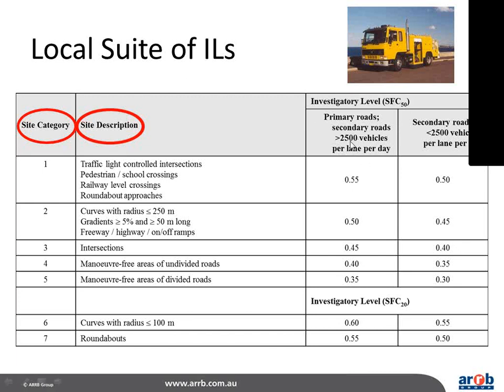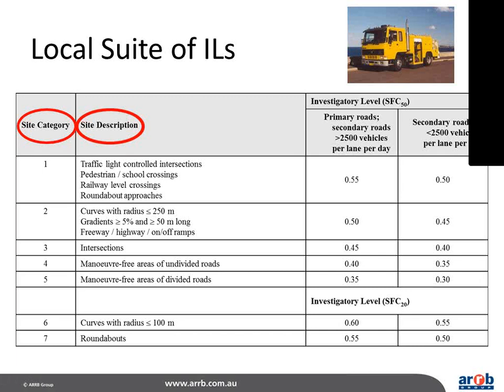In this particular example, there's a traffic criteria, which means we can set a slightly lower investigatory level for secondary roads with less than 2,500 vehicles per lane per day. And as you can see, we go down the different site categories. Category 3 is intersections, and you'll see a slightly lesser demand in investigatory level compared to our highest risk sites. And this is how it works. And you can see our manoeuvre-free areas on divided roads, our safest roads, our investigatory levels, our level of risk is a fair bit lower.